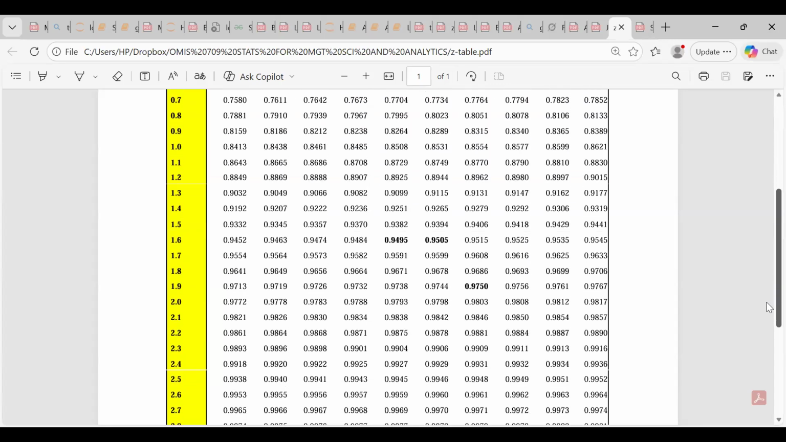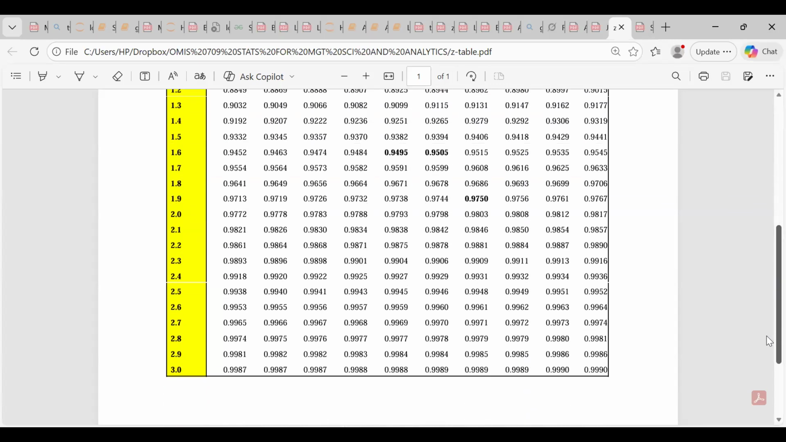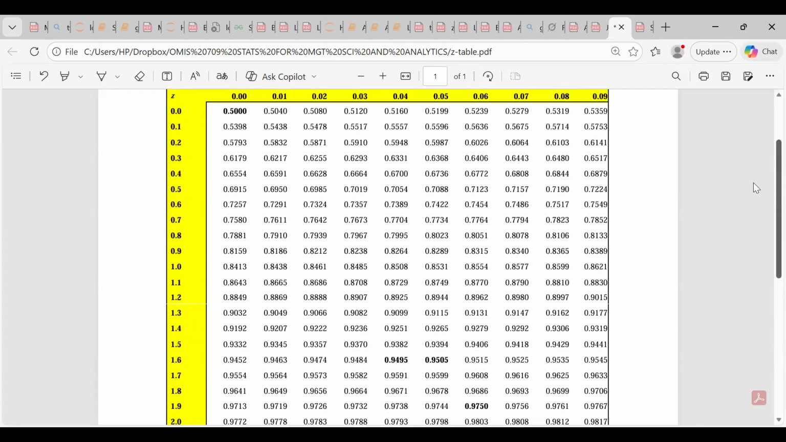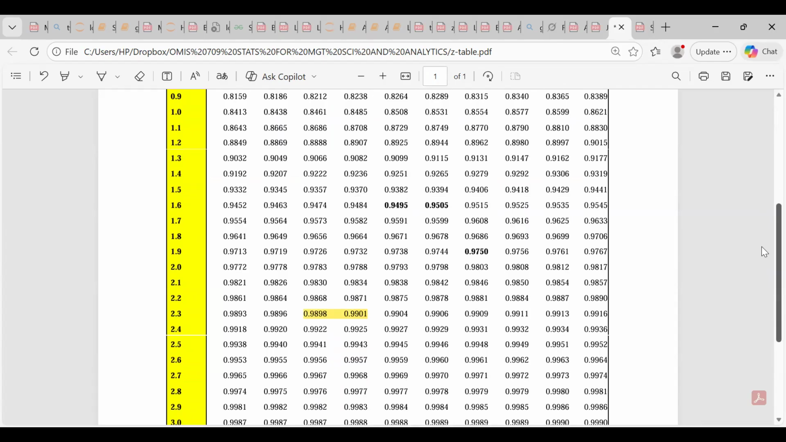So watch it, 99%. Remember, it's not 99.999, it is 0.99. It's exactly 0.99. Check it carefully, 0.99. You see between this and that, it's one of them. Okay, one of them is what you're looking for. So is it going to be 0.9901 or 0.9898? Which one? Which one is closer to 0.99? Exactly. So it's the 0.9901. So your corresponding z is going to be 2.33.